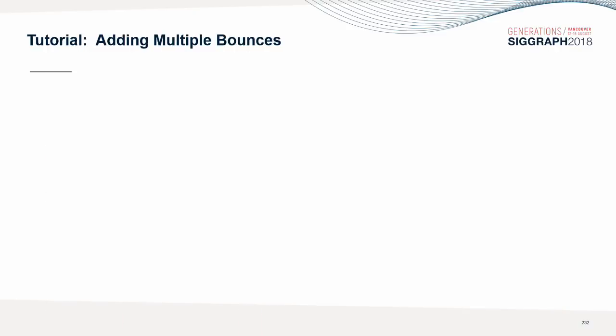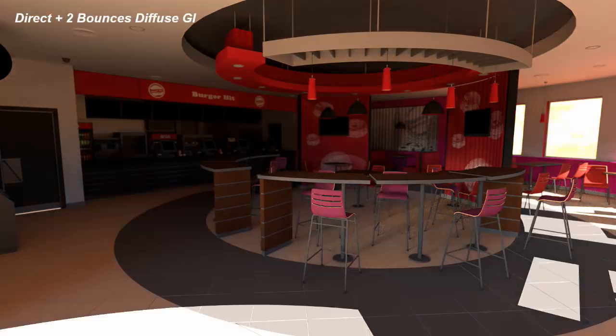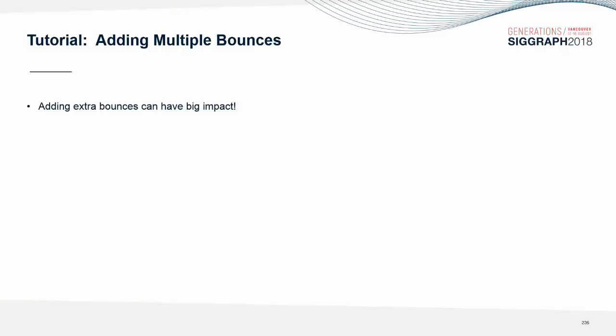But that's only one bounce. What if you want to add multiple bounces? So no bounces looks like this. This is direct lighting only. Adding one bounce improves things quite a bit. Adding 2 bounces gives you even more. And so maybe you want to add multiple bounces to your renderer.